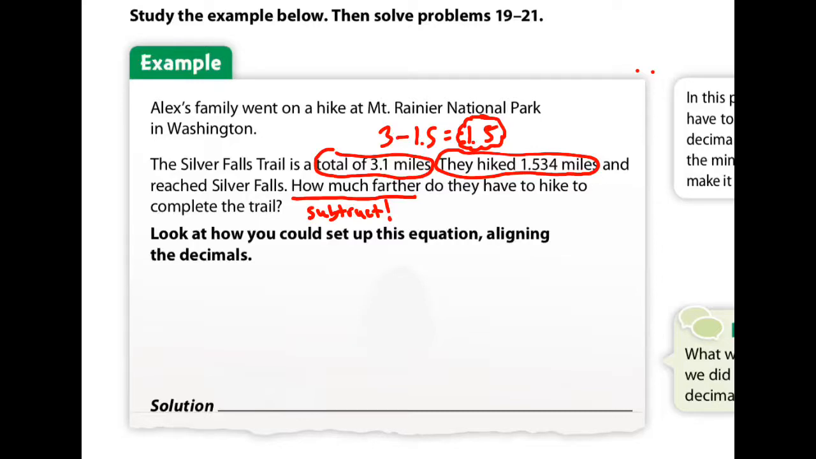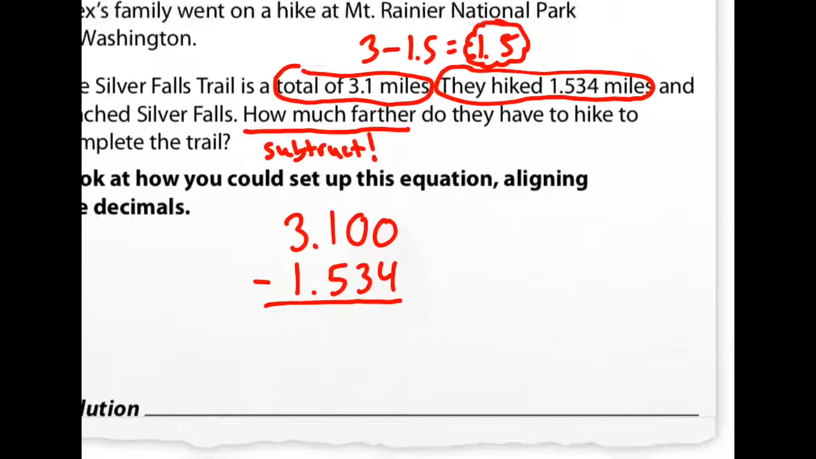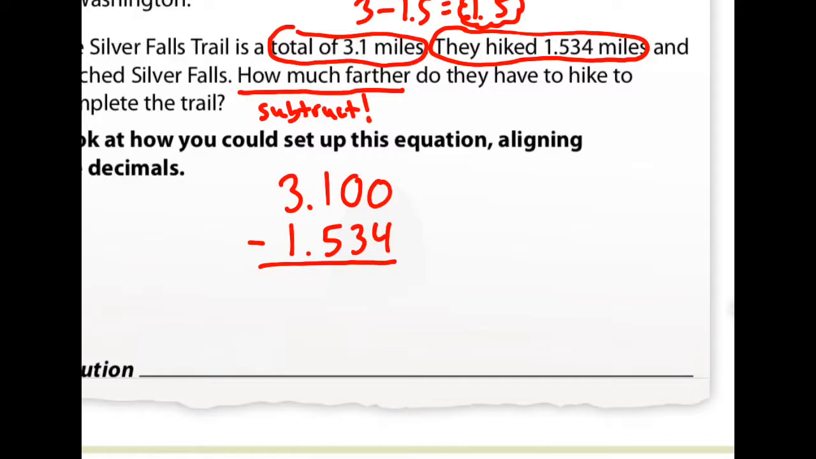So first, 3.1 minus 1.534. Don't forget to fill in the zeros there so you don't mess up your regrouping. Next, I'm going to do my subtraction. I'm going to borrow from the 1, make that a 10, borrow from it, make that a 10. 10 minus 4 is 6, 9 minus 3 is 6, 0 minus 5 I can't do, so let me do some more regrouping. 10 minus 5 is 5. Keep your decimals lined up, and 2 minus 1 is 1.